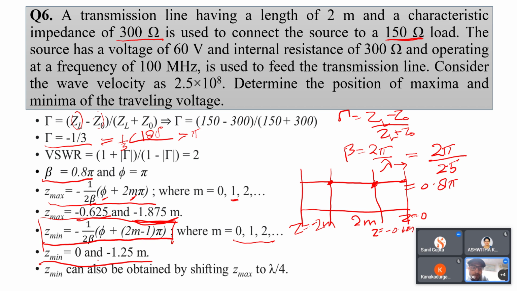Sir, how did we take the value of phi equal to pi? Can you please explain? Yeah, see, basically the value of phi depends on the phase term that is obtained from the reflection coefficient. Here gamma is obtained as minus 1 by 3, so the phase is pi. Okay, got it, sir, thank you. Any other doubt? No, sir.